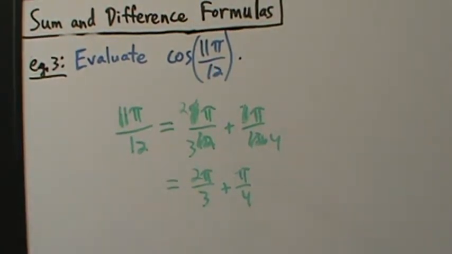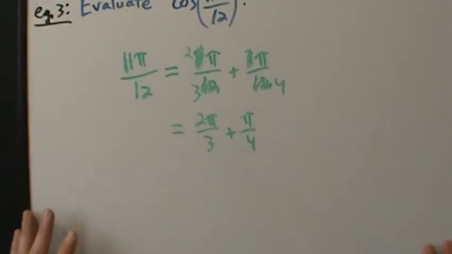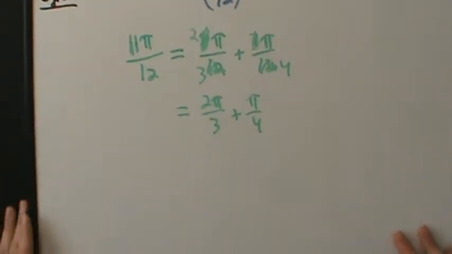So the point is, it's just trial and error. You can try a couple things. There might be more than one way to do it. And here what we just found out was that 2 pi over 3 and pi over 4, if we add those together, we get 11 pi over 12, so that's good.